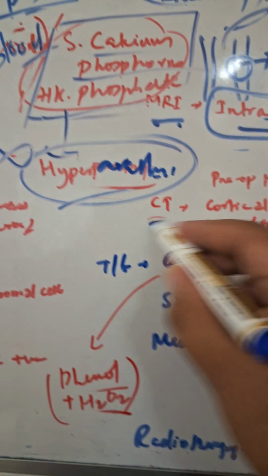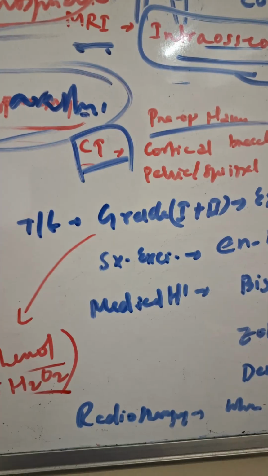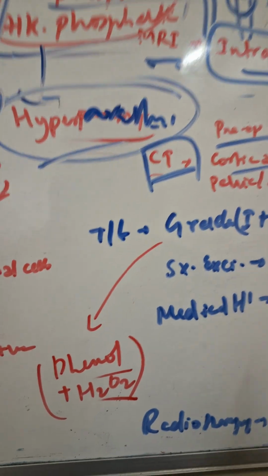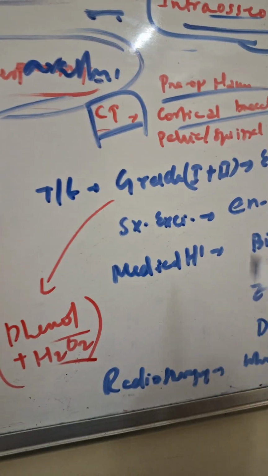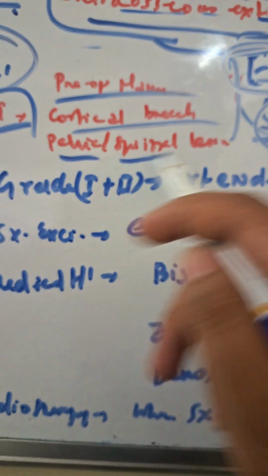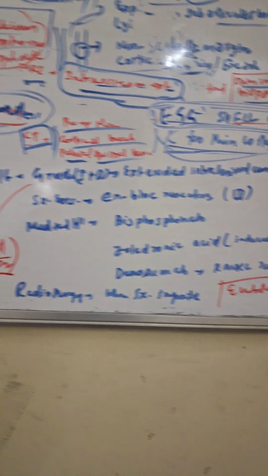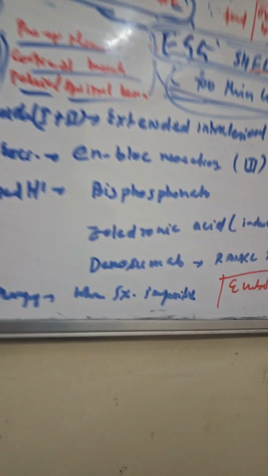Now coming to the CT, we always need this preoperatively for the cortical breach. And if bones like the pelvis are involved, or any spinal lesions are there, we take the CT to see the extent of the tumor and all. So we always do CT in that case, to find the soft tissue involvement and all.